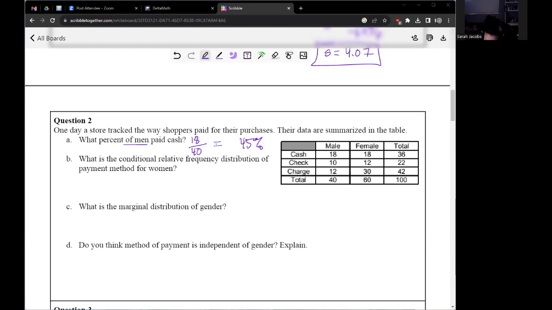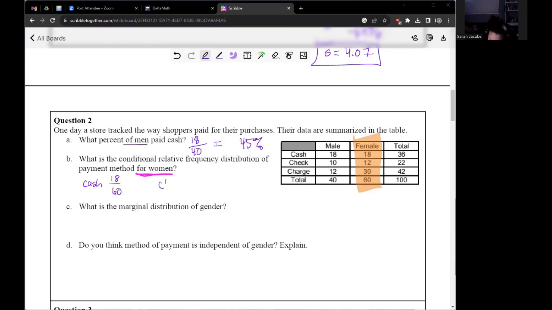All right. So what is the conditional relative frequency distribution of payment method for women? Another one to look out for is this "for women." So that tells us we are limiting ourselves to just looking at women. That's what the conditional means. The relative frequency means percents or fractions or decimals. Make sure you label these. So for women, the cash was 18 out of 60.